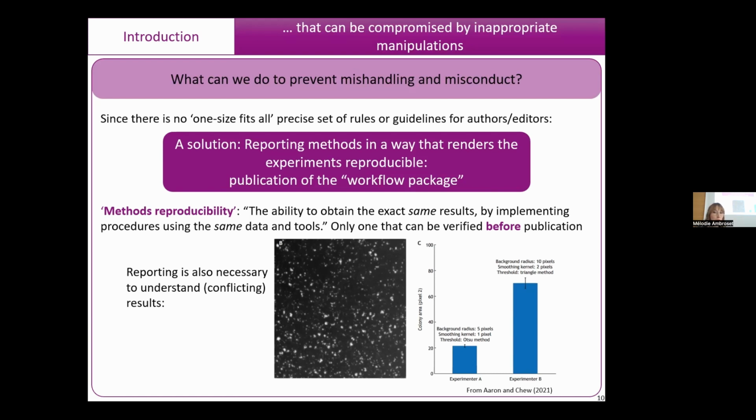And here illustrated, you have a fluorescent image of bacterial colonies. And on the right, you can see that it was given to two different experimenters with the exact same set of processing steps, except that these two experimenters used different parameters for these processing steps. And you can see that the experimenter on the right finds that the area covered by these bacteria is 4 times higher than that for the researcher on the left.